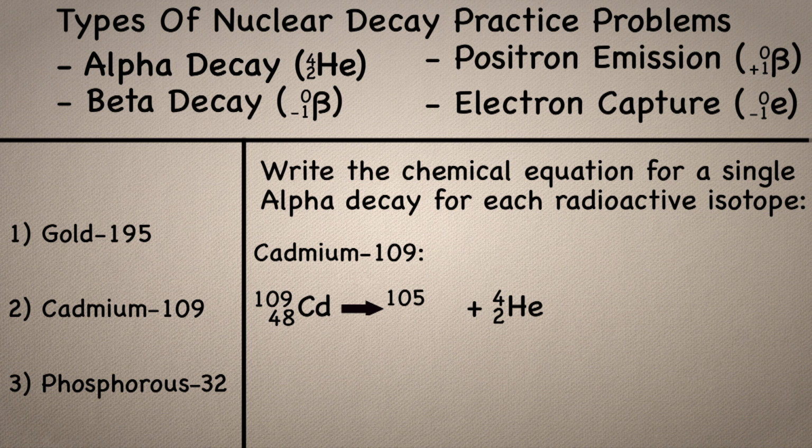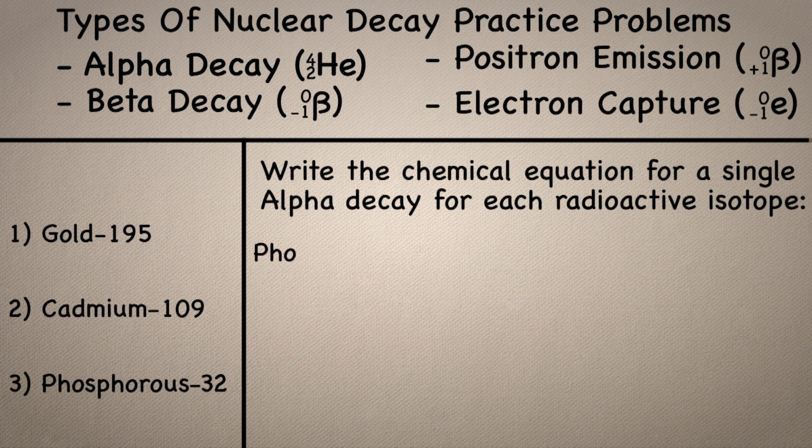We have 2 on the right side, so we need 46 in our mystery element, because 46 plus 2 is our 48. Then we go look on the periodic table and say what element has 46 protons. That would be Pd, or palladium. And then finally, for the last alpha particle one we have is phosphorus 32.